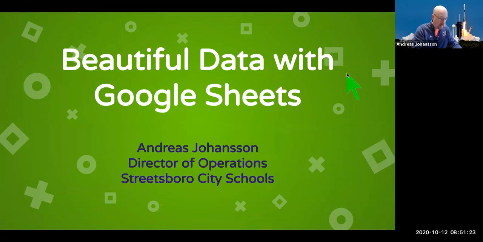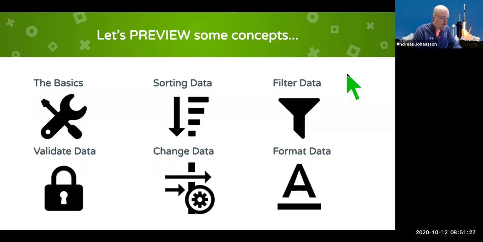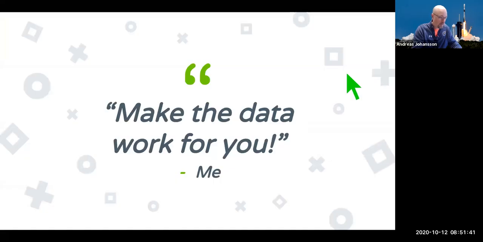So, Beautiful Data, Google Sheets. There's the address. I put that in the chat as well. We're going to preview some concepts today. We're going to look at the basics. We're going to look at sorting data. We're going to look at filtering data with a spreadsheet. We're going to look a little bit at how to validate data, change it, and then format it. And we'll go in a certain order here.